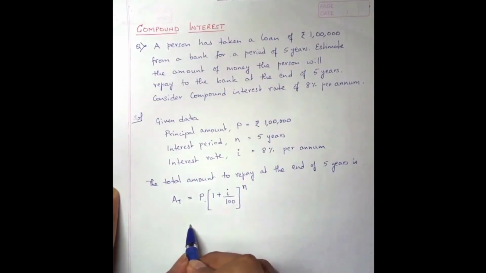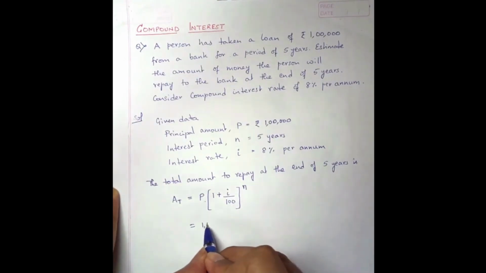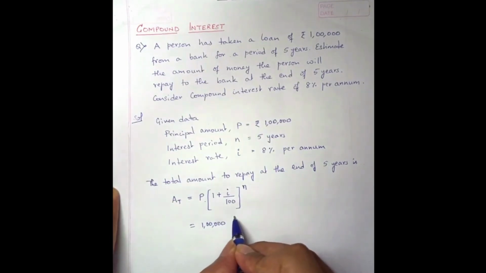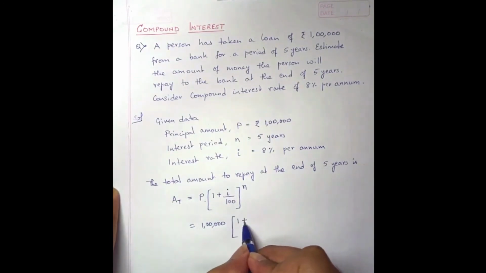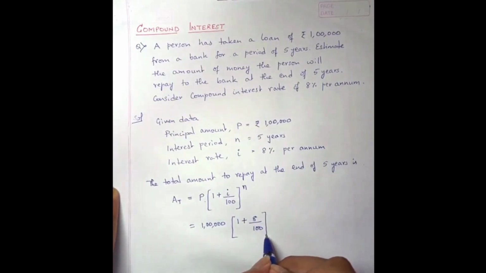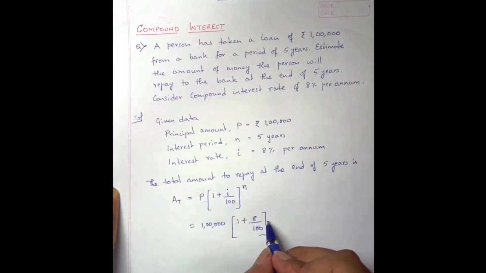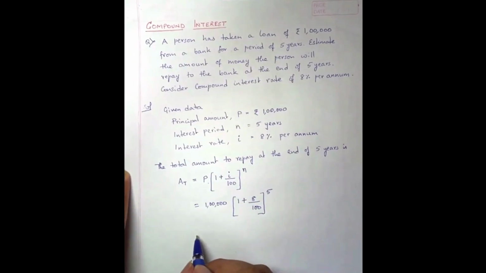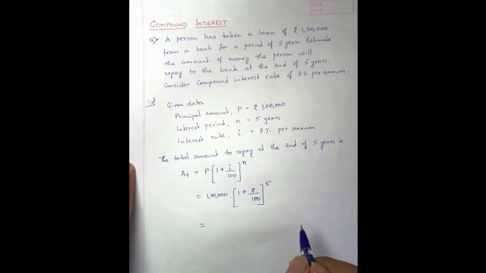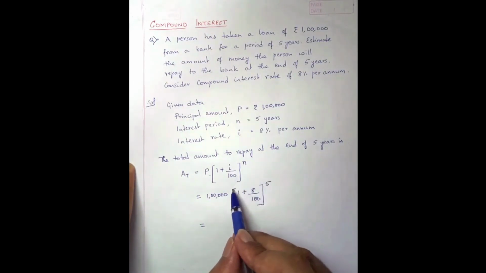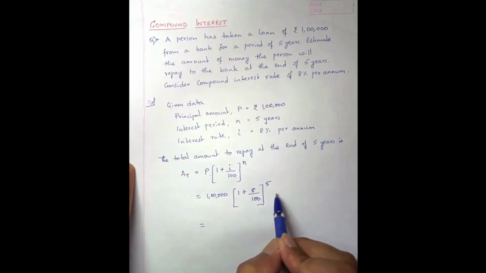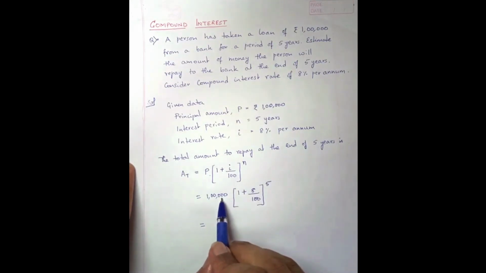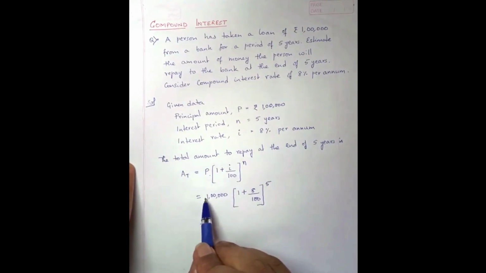Now I'm going to substitute the data into this particular equation. So principal amount is 1 lakh multiplied by 1 plus rate of interest is 8 divided by 100, so converting percentage into decimal, whole to the power of n. N is 5 years. So now you're supposed to calculate this particular value first, and then multiply it with 1 lakh rupees.